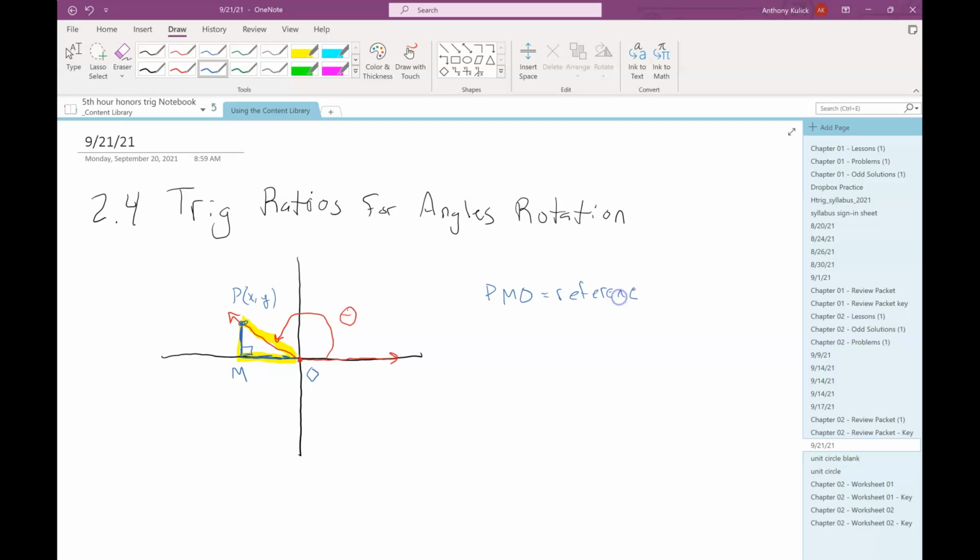And in particular, what we're going to be interested in is this angle that's formed between the terminal side and the x-axis. I'm going to use the Greek letter alpha to represent that angle. So alpha is like that Jesus fish symbol. And we call that the reference angle.